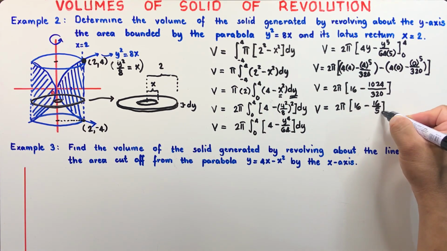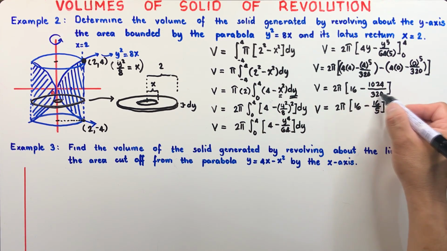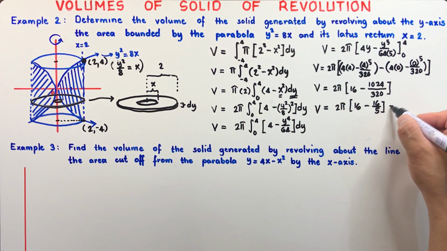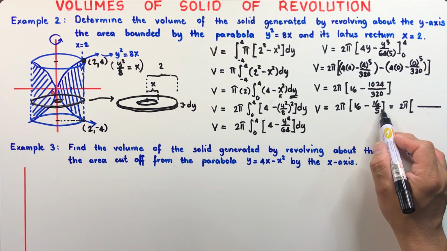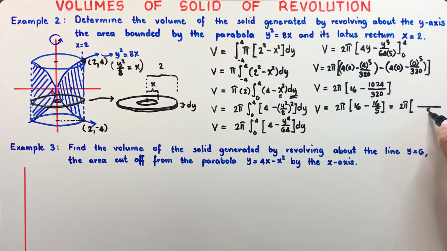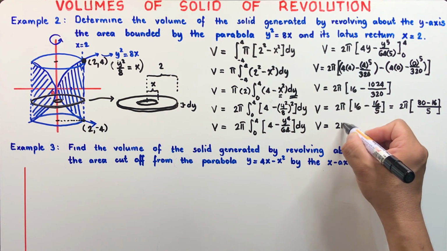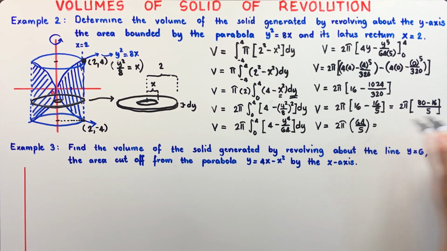But this fraction can be reduced to its lowest term, which is 16 over 5. When you divide 1024 by 64, the quotient is 16, and 320 divided by 64 is 5. So we have 2 pi times the combination of these two terms, with an LCD of 5. So this becomes 80 minus 16 here. So volume is equal to 2 pi times 64 over 5, because 80 minus 16 is 64.